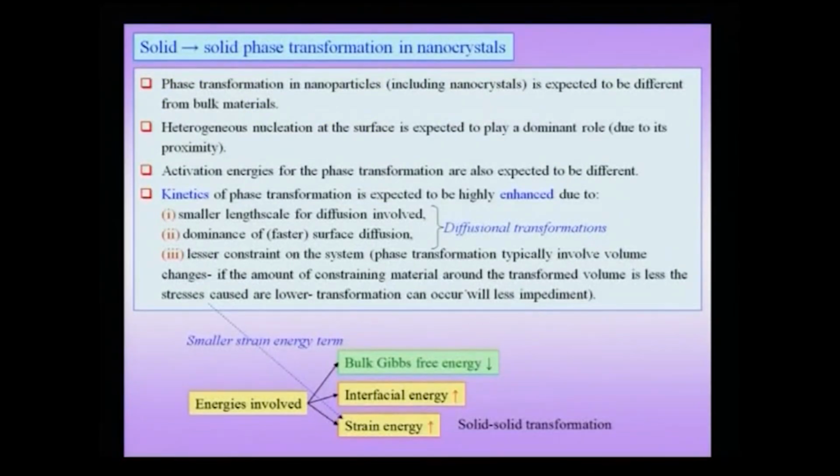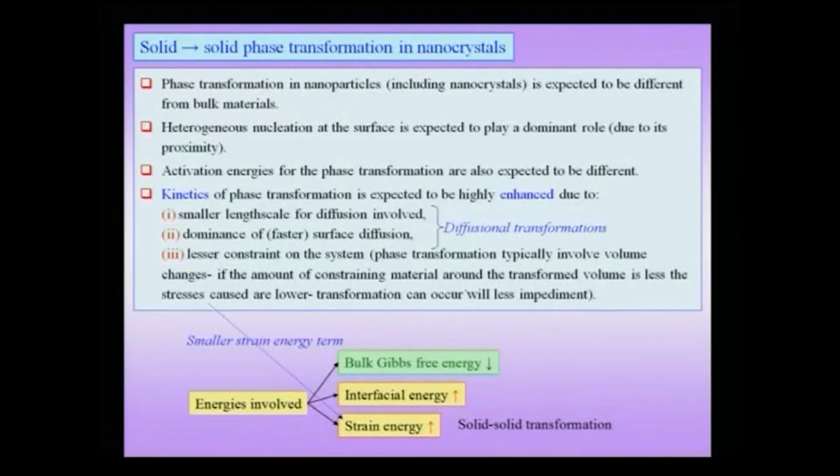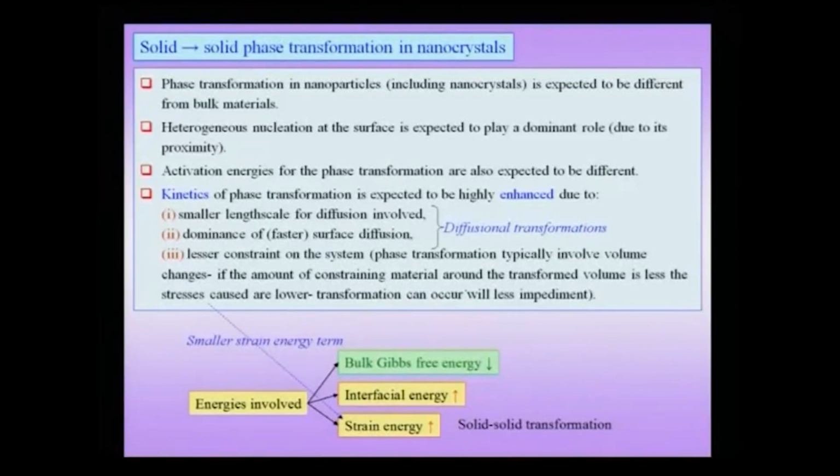Now, let us take up the example of solid to solid phase transformation in nanocrystals, and we already noticed that when you are talking about, for instance, liquid to solid or solid to liquid phase transformation, then I can ignore something known as the strain energy. But when you talk about solid to solid phase transformation, still the concept of an R star is valid, but in the calculation of R star I need to invoke the strain energy term as well. That is what we had noted before. Phase transformations in nanocrystals are expected to be different from bulk materials. So, this is very obvious, and we will see why it is obvious very soon.